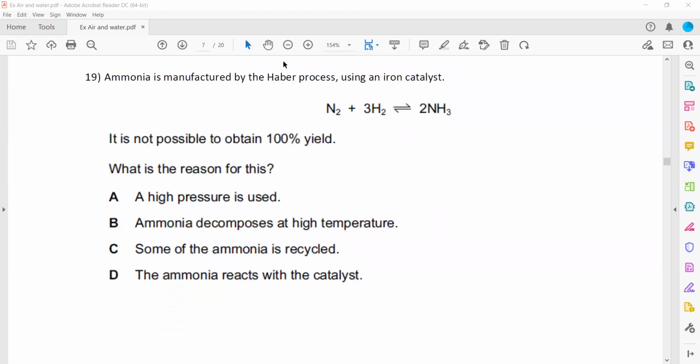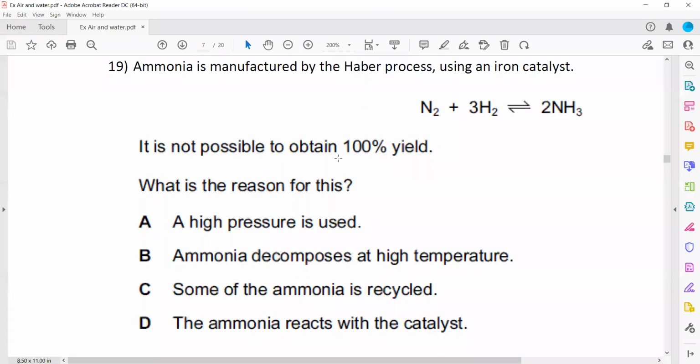Then manufacture of ammonia by a Haber process, nitrogen and hydrogen react to form ammonia. It is not possible to obtain 100% yield. What is the reason why we cannot obtain 100% yield, or why the reaction does not give 100% ammonia? Because ammonia can decompose, reactant can form product, product can decompose.